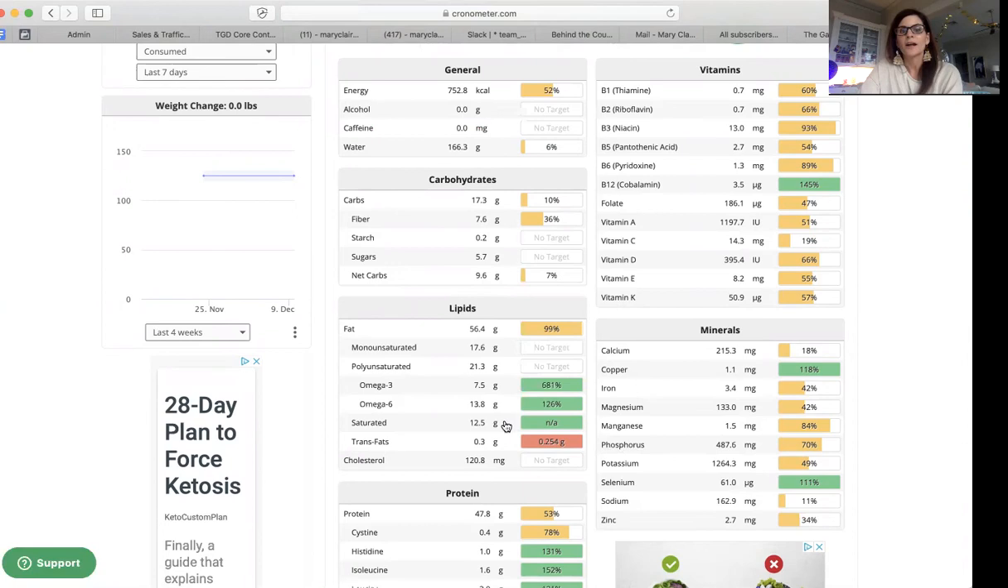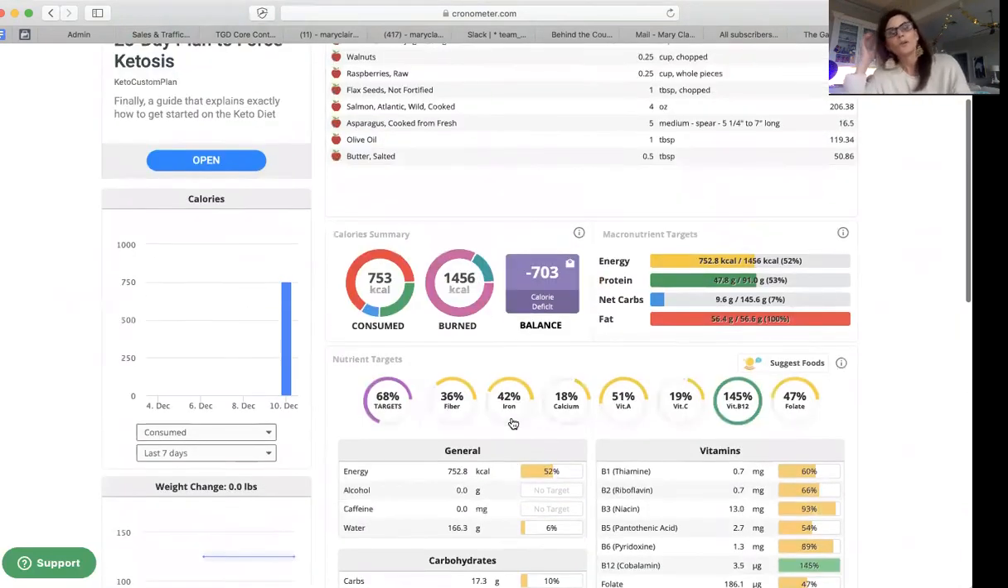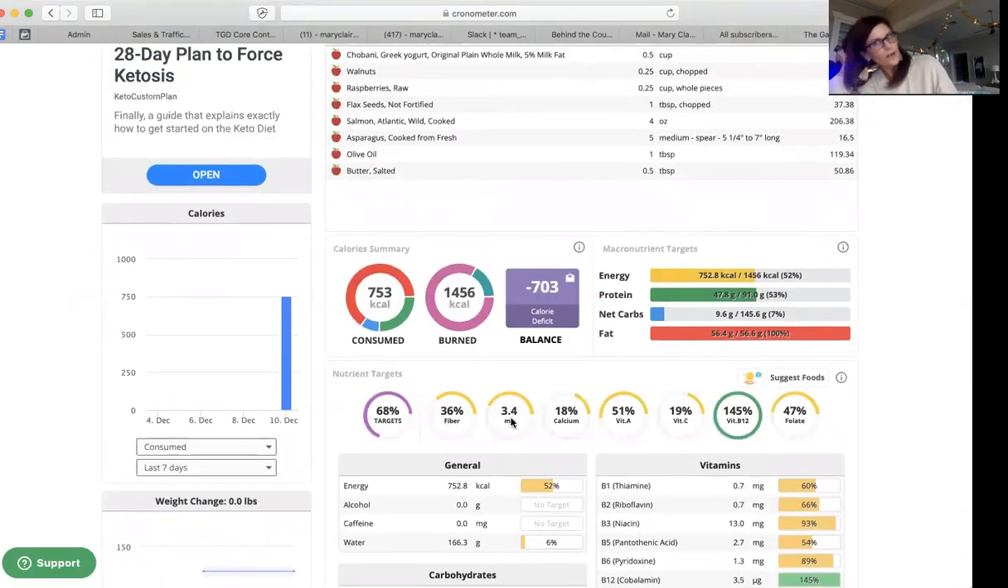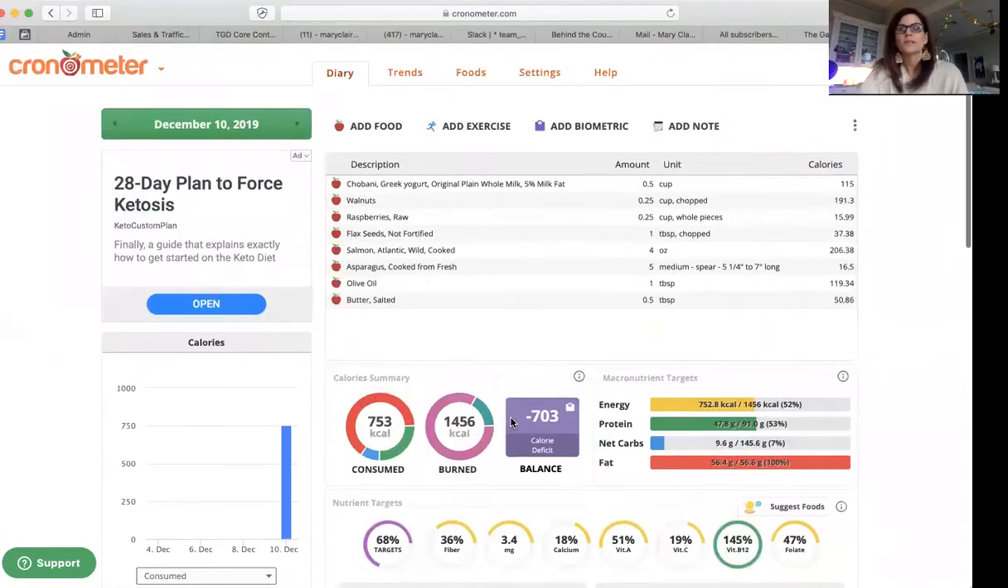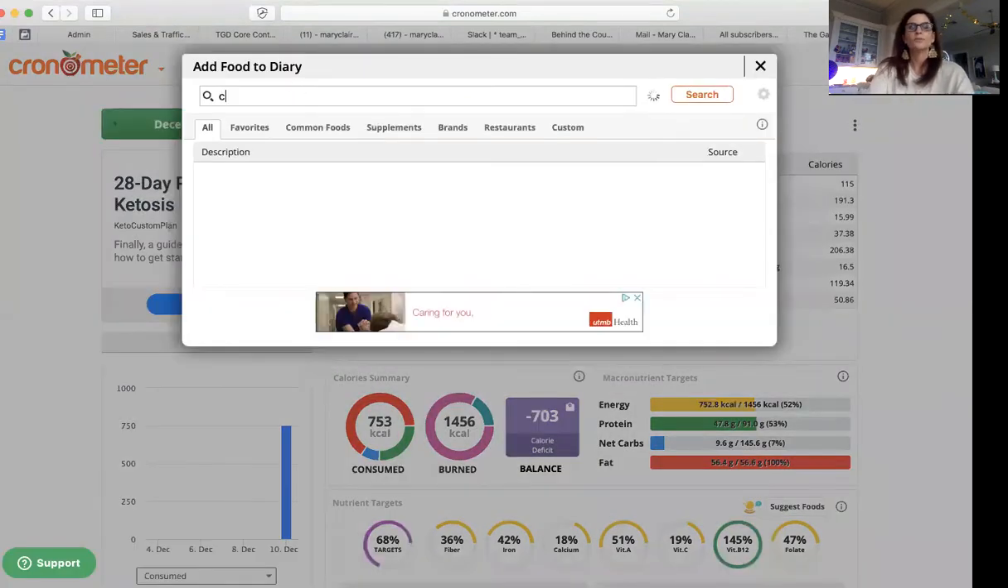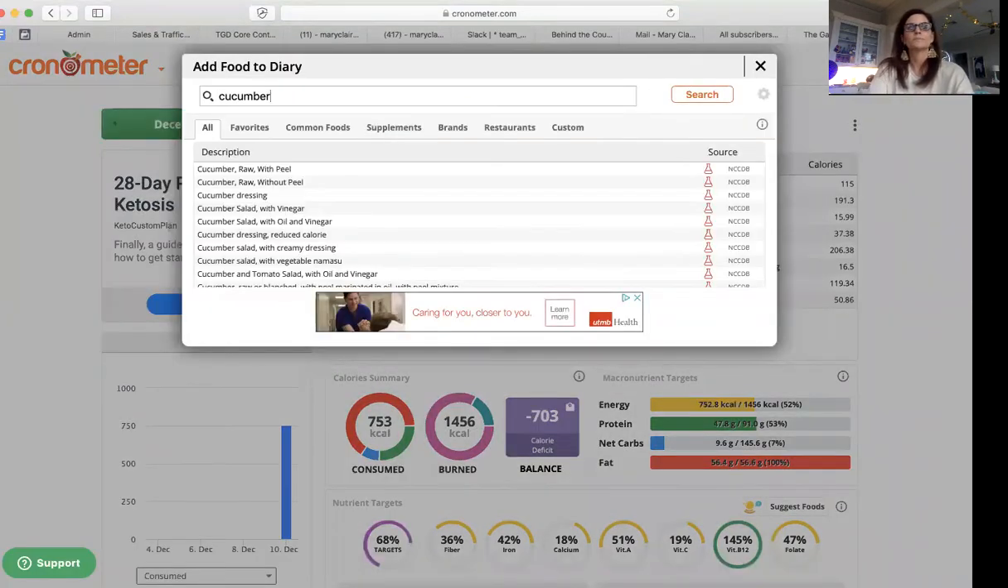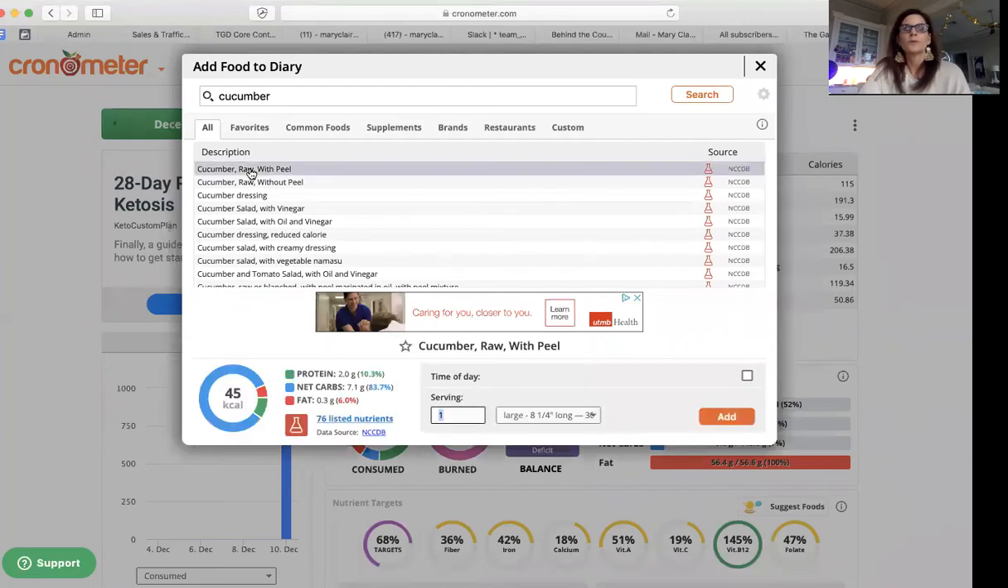And again, our polyunsaturated and monounsaturated fats are rocking it versus our saturated. So, you know, we've got some wiggle room there. We can throw in a cheese stick, so we can look at some snacking options. So let's do some cucumbers. Heck, we can do a whole cucumber. How about that? 1 large.